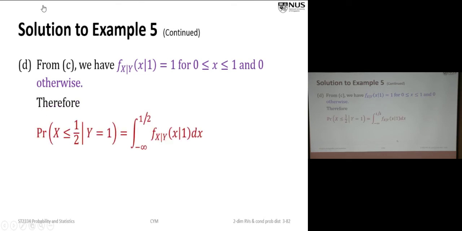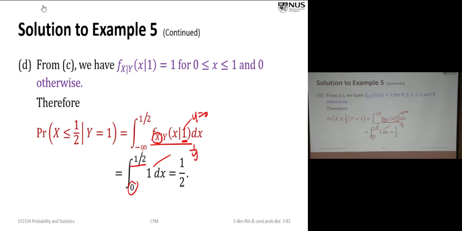Okay, so this is how we interpret it. Now we want to find the probability of x less than or equal to half when y equals 1. Then we just integrate the conditional distribution of x with y equal to 1, from minus infinity to 1, which is the same as integrating from 0 to half. With y equal to 1, it becomes, because this is 1 over y, if I remember correctly, 1 over 1, so it's 1. So the answer is 1/2.